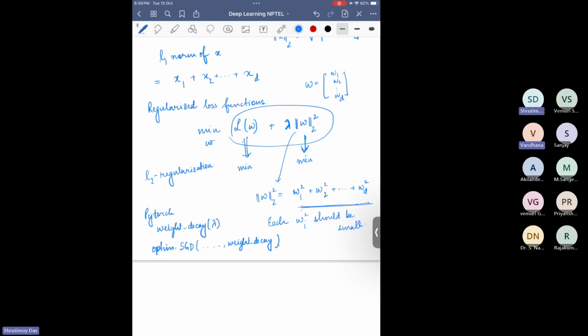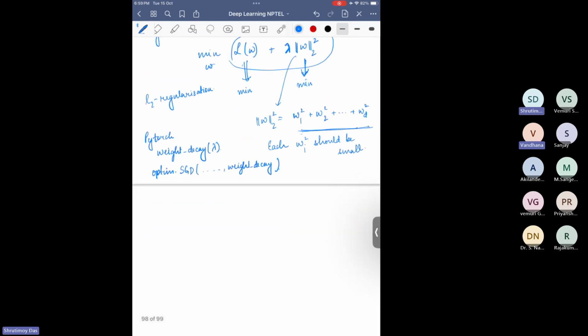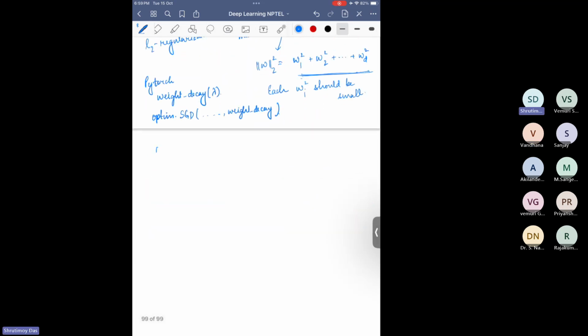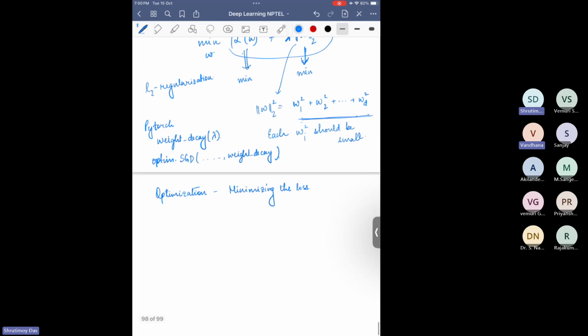Now this term came up: optimization. Optimization here, optim, is it the same as regularization? No, no. Optimization is minimizing the loss function. Optimization refers to minimizing the loss. So is optimization a part of regularization? No, regularization is a part of optimization.